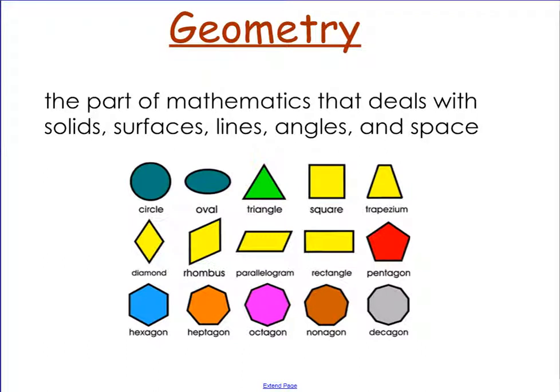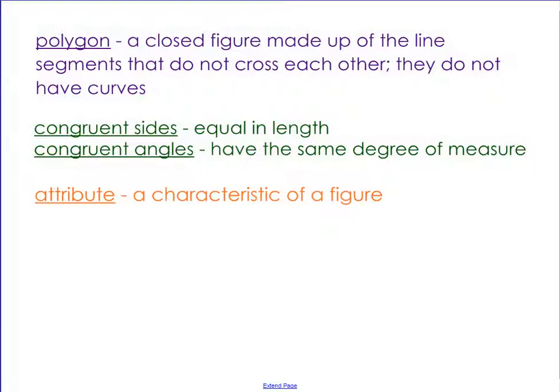Geometry. Geometry is the part of mathematics that deals with solids, surfaces, lines, angles, and space. We will be dealing with two-dimensional shapes this school year in 5th grade. This video clip will help us to identify all the characteristics that make up the shapes that we will be working with. Before we talk about the attributes of the shapes, let's talk about some of the definitions we need to know in order to understand these attributes.